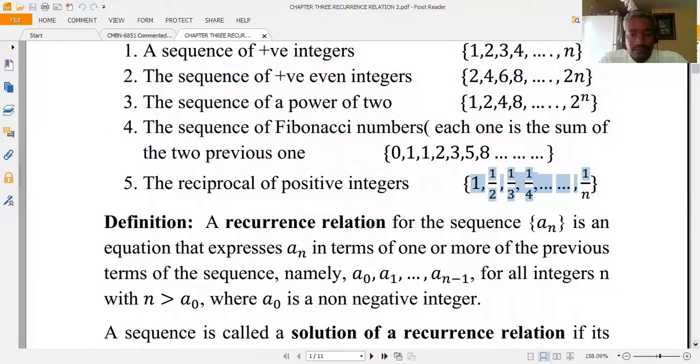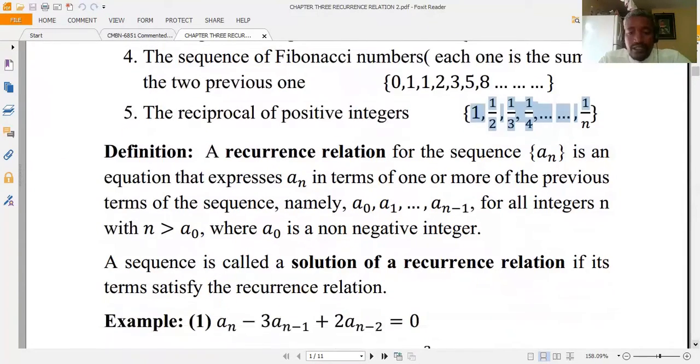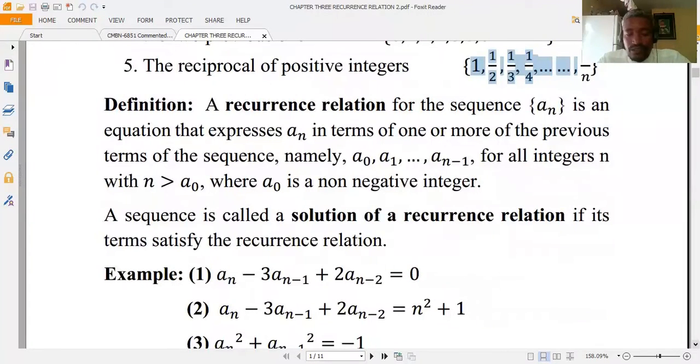And when you come to the lesson, which is about recurrence relation: a recurrence relation for a sequence is an equation that expresses a_n in terms of one or more of the previous terms of the sequence, namely a_0, a_1, ..., a_(n-1), for all integers n with n greater than or equal to n_0, where n_0 is a non-negative integer. A sequence is called a solution of a recurrence relation if its terms satisfy the recurrence relation. Clearly, you can see that the sequence is a solution of the recurrence relation if it satisfies its recurrence relation.